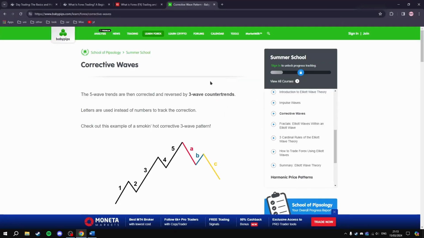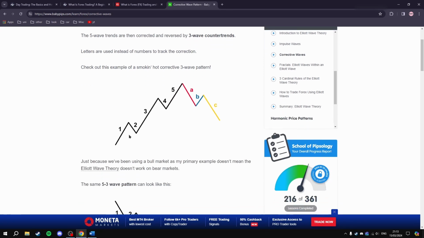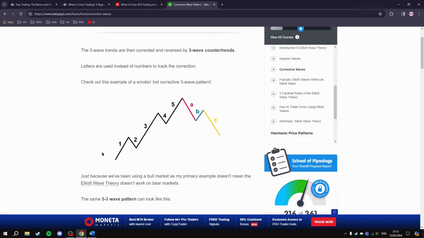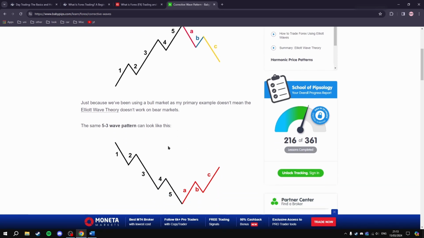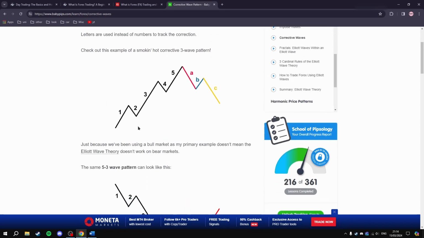Letters are used instead of numbers to track the correction. Check out this example of a corrective 3-wave pattern. So this is the original 5, and I've got A, B, C. Just because we've been using a bull market as my primary example doesn't mean that Elliott wave theory doesn't work on the bear markets. The same 5-3 wave pattern can look like this.